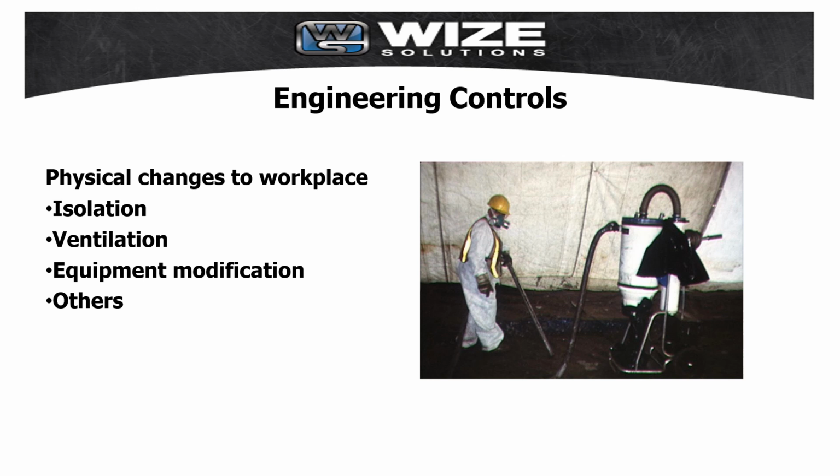Examples: isolation. The hazard is enclosed, prohibiting exposure to the worker. Ventilation. Air exchanges to reduce atmospheric hazards. Equipment modifications. Reduce the hazard through design of the equipment or attachments. Examples: reduced vibration, dust collection systems, noise reduction, etc.